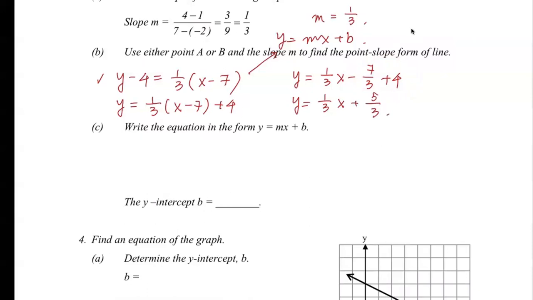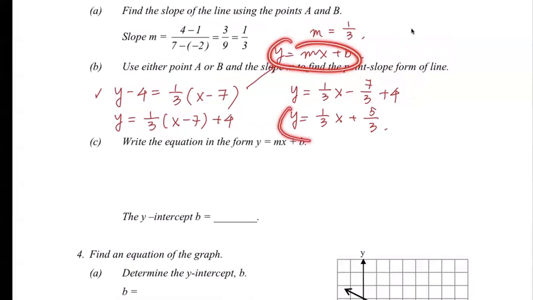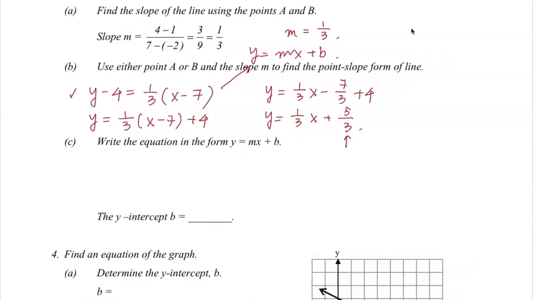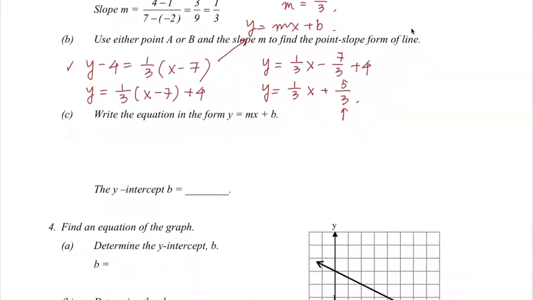Now if we compare this form and this form, we can see mx, mx, b, b. So now we know that this number is b, and this is equal to the y-intercept. So the y-intercept is equal to 5 over 3.